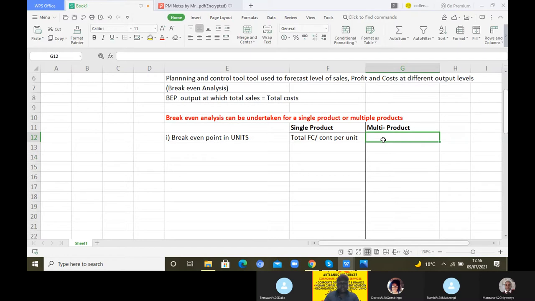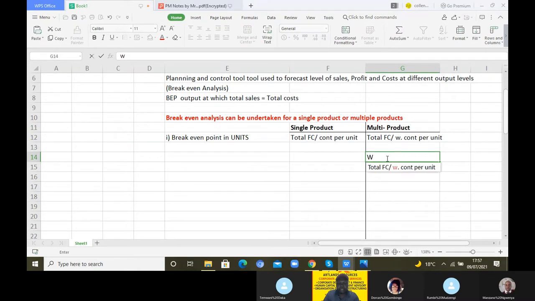For multiple products, you say total fixed costs (FC) divided by weighted contribution per unit. Are you not seeing that? For a single product, it's just contribution per unit. For multiple products, it's actually weighted contribution per unit. Meaning, this time you have to calculate weighted contribution because you are not selling a single product. So how do we calculate weighted contribution per unit?